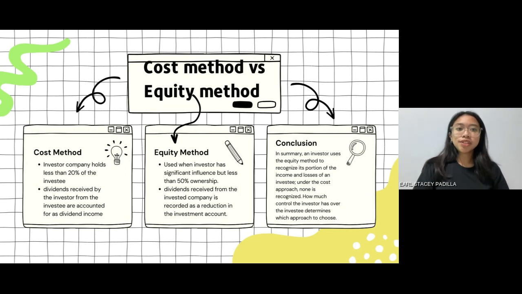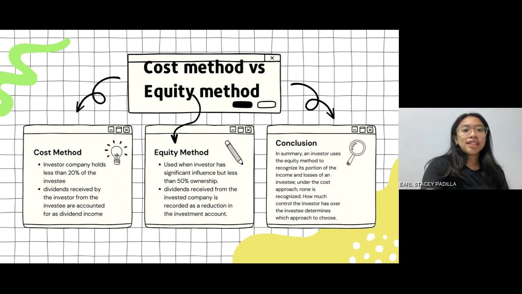This method is used when the investor exerts little or no influence over the investment that it owns, which means, as it is said in the bullet, it is used when the investor company holds less than 20% ownership over the investee. Going over, when dividend income is received, it is recognized as income on the income statements, since the investor does not share in the profit or loss of the investee because of their independent legal relationship.